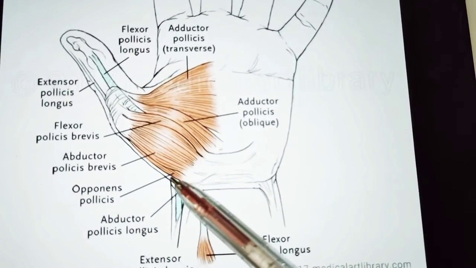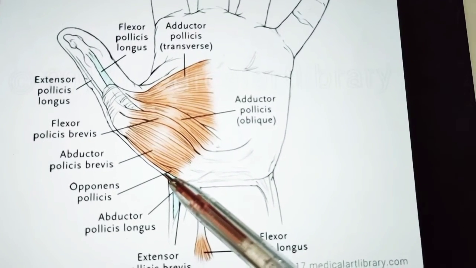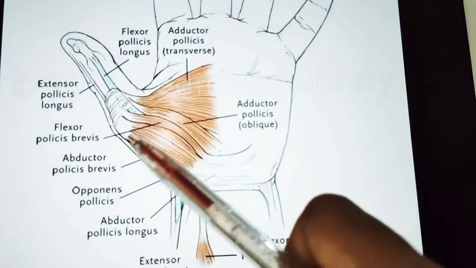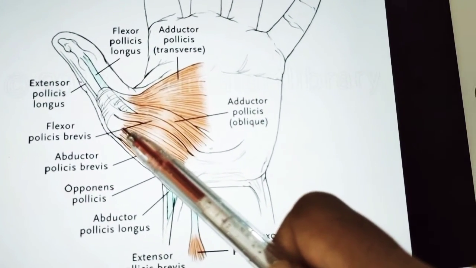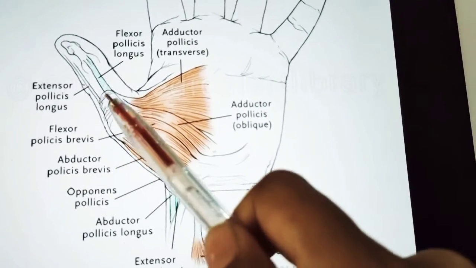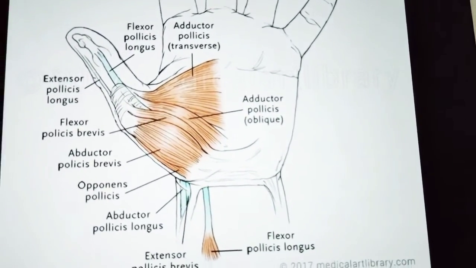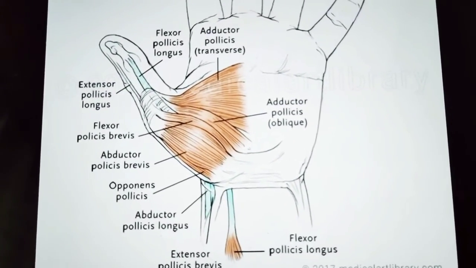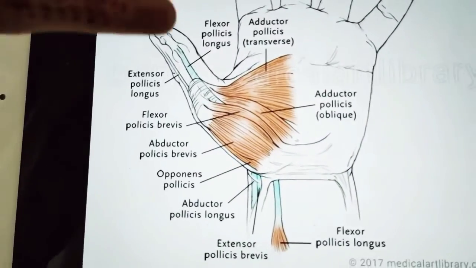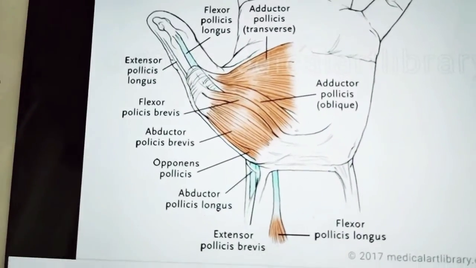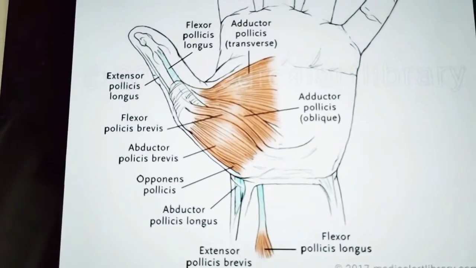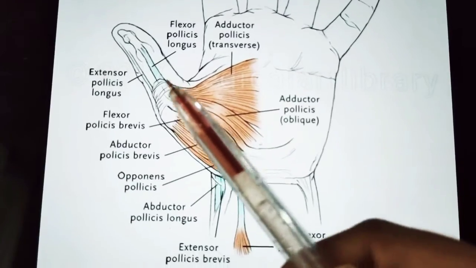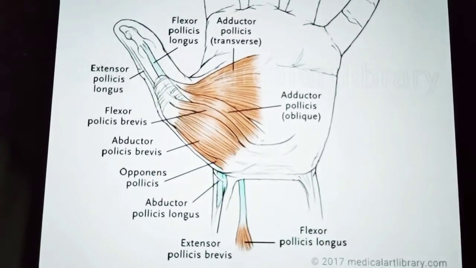If you see here, the opponens pollicis is coming directly from the flexor retinaculum and getting its insertion into the shaft of the metacarpal bone of the thumb. This is a special muscle till now, because it's getting inserted into the shaft. Till now we saw abductor pollicis brevis and flexor pollicis brevis giving their insertion to the base of the proximal phalanx, but opponens pollicis is inserted into the shaft of the metacarpal bone of the thumb. The metacarpal bone is nothing but here, right? This is the metacarpophalangeal joint, right here.